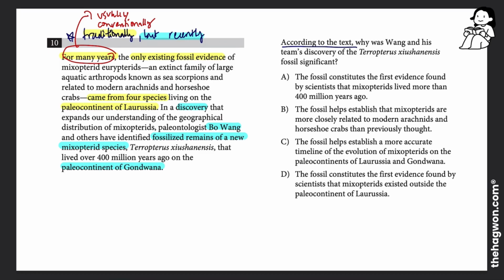And just knowing that makes us a little faster while reading these passages and helps us identify and eliminate answer choices. Because now I know that what we want to say is that we now know the significance of this discovery is that we know that they lived in this other place. And so that's why the correct answer to this question is that the fossil is the first evidence that they existed outside of Laurussia and they actually existed in Gondwana. So D is the correct answer.